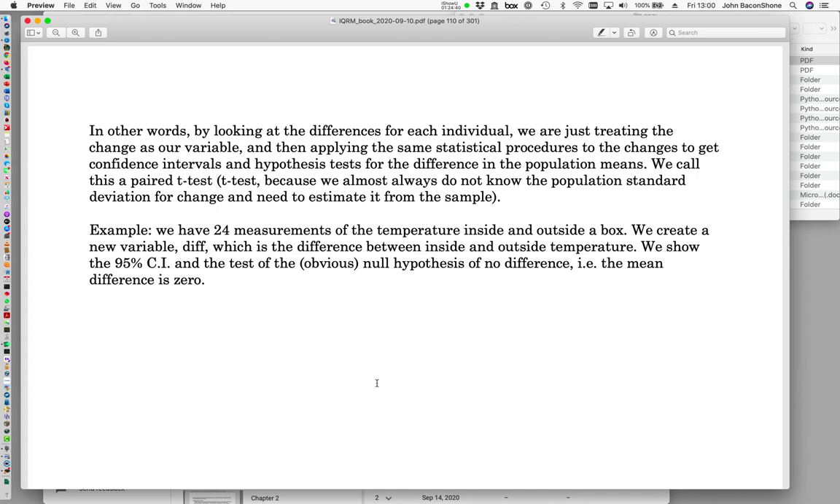Okay, let's look at a second example. This one we're going to look at the output from the statistical package. This is 24 measurements of the temperature inside and outside of a box at different points on the box. So we're going to create a new variable called diff, which is the difference between the inside and outside temperature at those 24 points on the box. And we're going to show the confidence interval and the test.